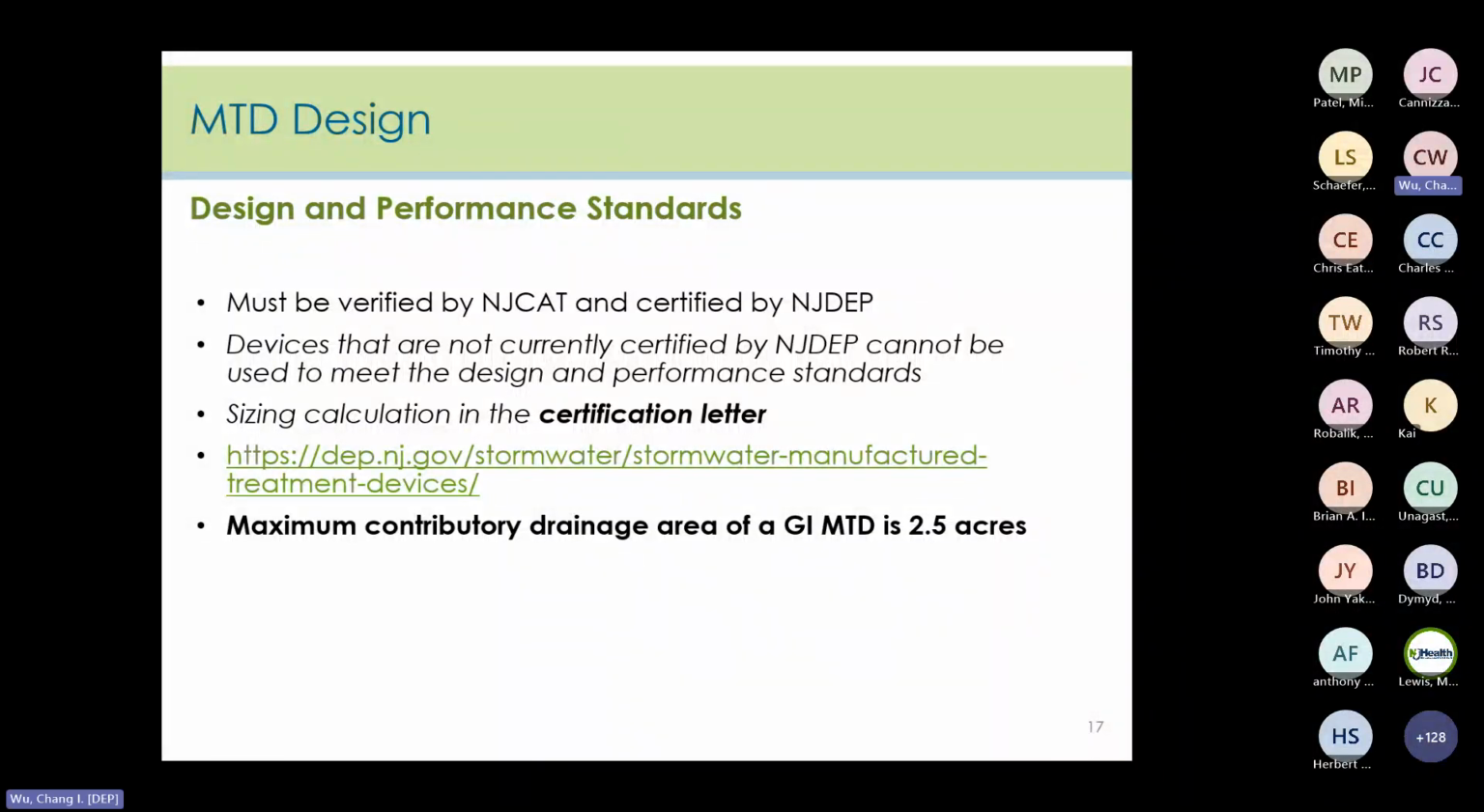And again, for the GI MTD or non-GI MTD, it must be verified by NJCAT and certified by NJDEP. And you have to check whether there's been the certification, whether that has expired. And the maximum contributory drainage area for a GI MTD is 2.5 acres.